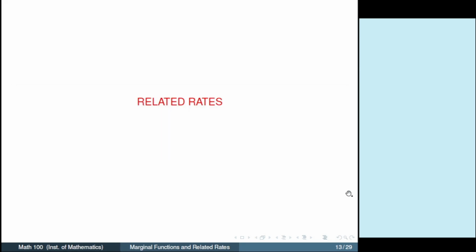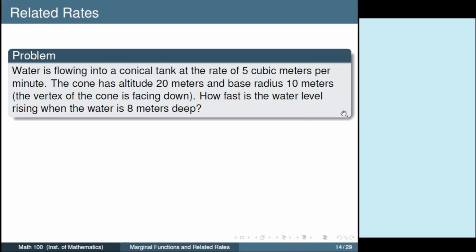Okay, now we move on to the second part, which is related rates. Okay, so we consider this problem. This is an example of a related rates problem. Water is flowing into a conical tank at the rate of 5 cubic meters per minute. The cone has altitude 20 meters and base radius 10 meters. The vertex of the cone is facing down. How fast is the water level rising when the water is 8 meters deep?